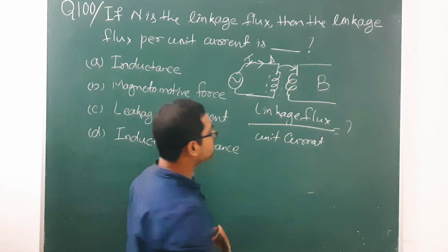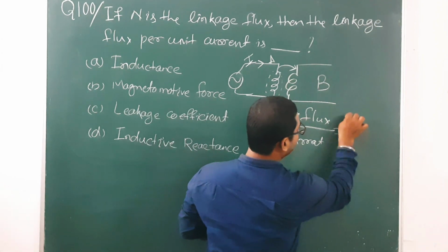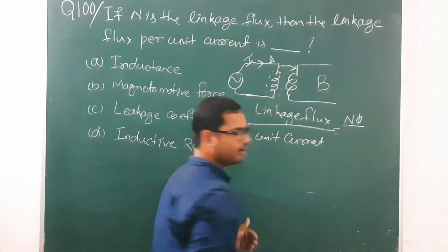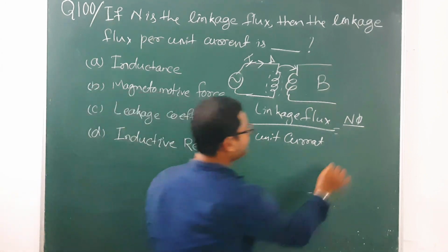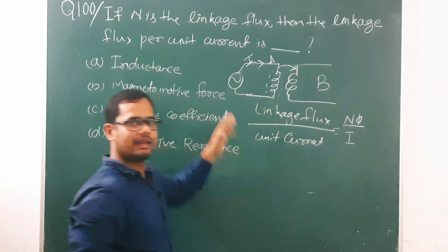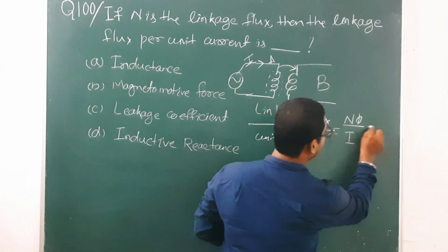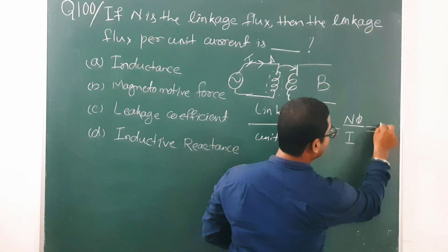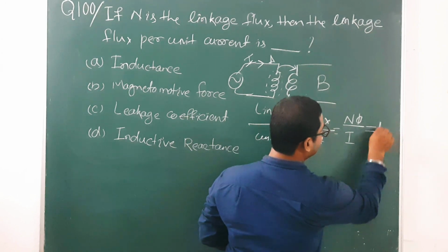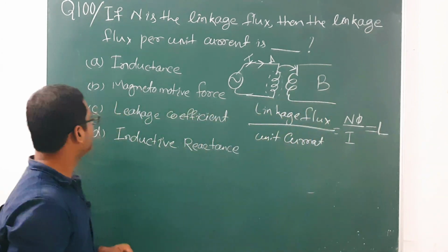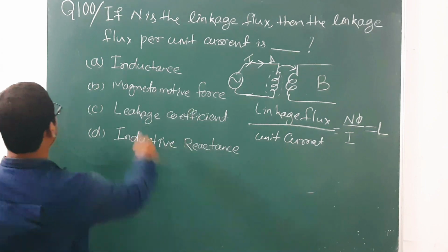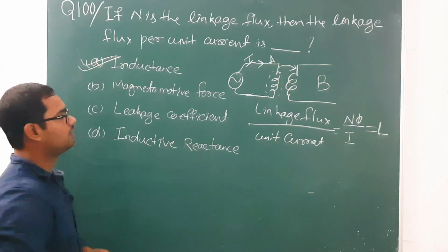So the linkage flux, basically we are saying N phi, and the current value is I. Here the linkage flux is shown as N. So this will be nothing but the inductance L. This is your inductance L. Okay. So from these four answers, your option number A is the correct choice.